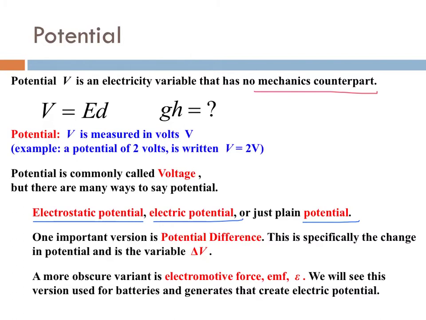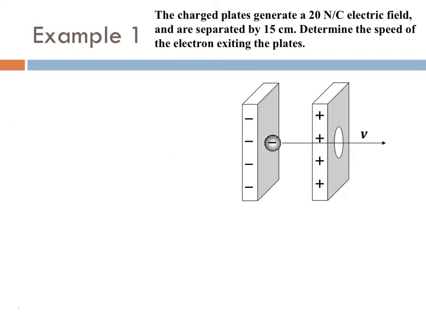Now, there's a huge difference between the potential difference and just potential. Remember that potential difference is that ΔV. In this example, you have two charged plates that generate a 20 N/C electric field, and these are separated by 15 centimeters, and you're asked to determine the speed of the electron exiting the plates. What this means is that the positive plate on the right-hand side has a hole in it, but there's still enough electric field that it attracts the electron through this hole.